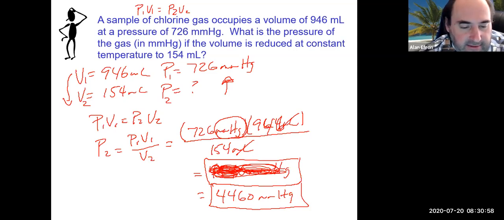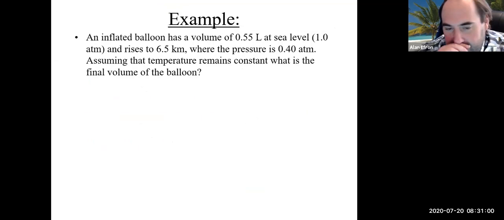All right, here's another one to go. Try to punch the right numbers in and see what you come up with. You have a volume of 0.55 liters at sea level. See what you come up with. We are looking for a final volume in this case.